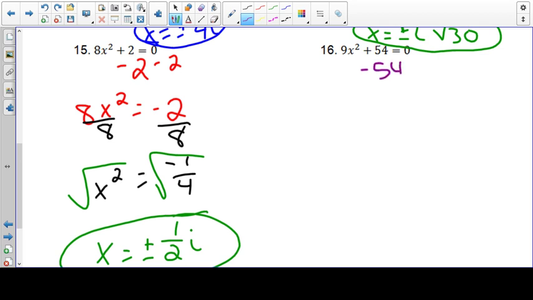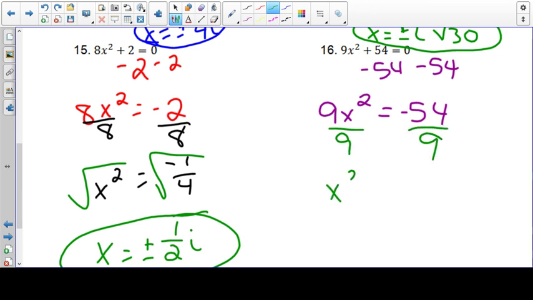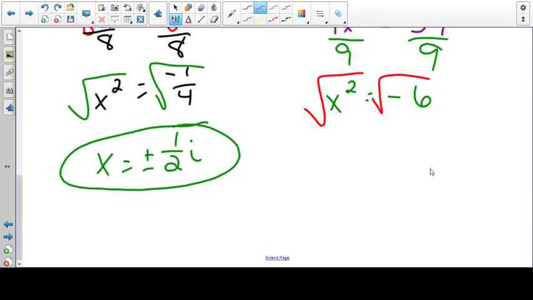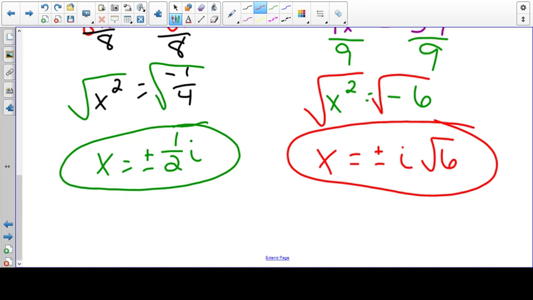All right, let's see this last one. So minus 54. So I have 9x squared equals -54. Divide both sides by 9. x squared is equal to negative 6. I forgot my negative sign. Let me scoot that over. Take the square root of both sides. Now we've seen the square root of 6 plenty of times, so we should know that that is not going to break down anymore. So it's just x is equal to plus or minus i square root of 6.